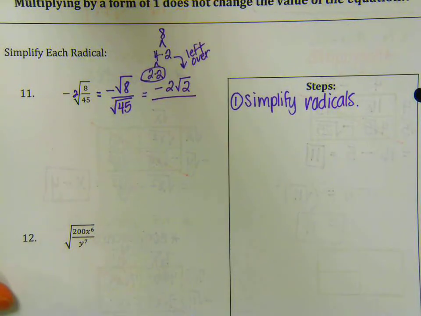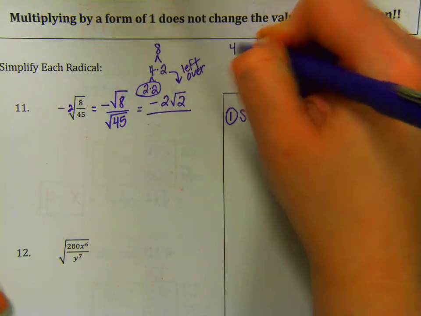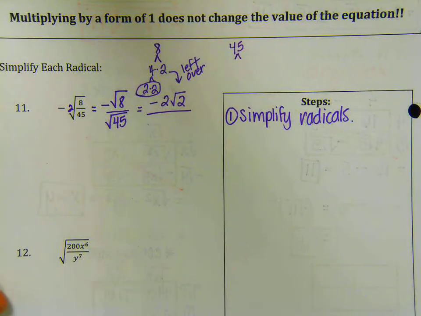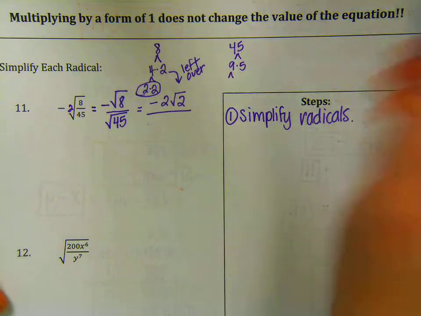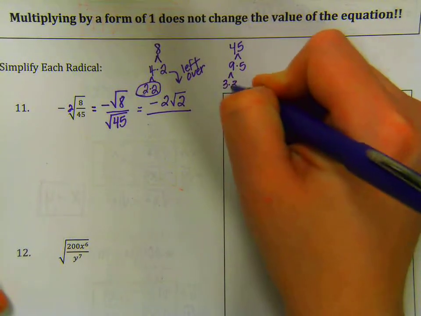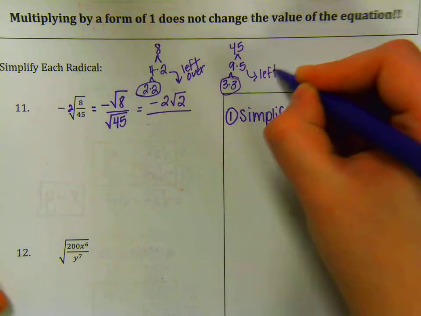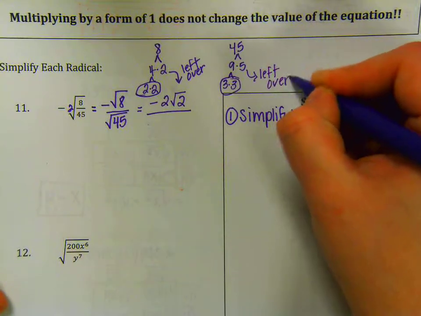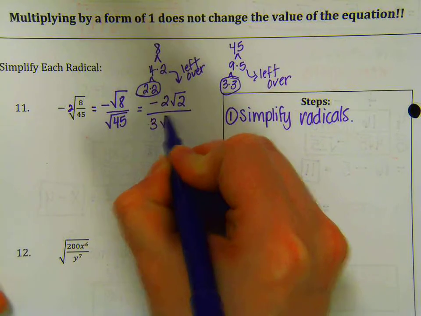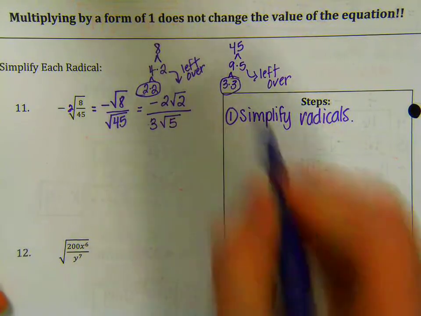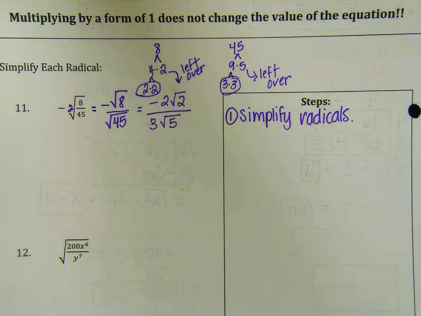Now 45 I have to split up. So I'll write that up here. How do I split up 45? And then 9 can be split up into 3 and 3. So that's my group of 2. 5. So I'll have 3 radical 5. So that's all in your first step. You have to simplify the radicals as far as they go.